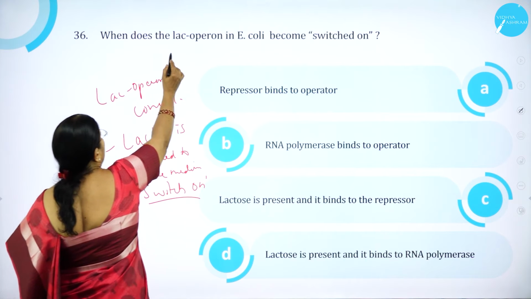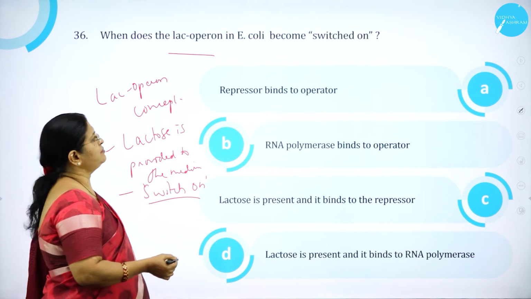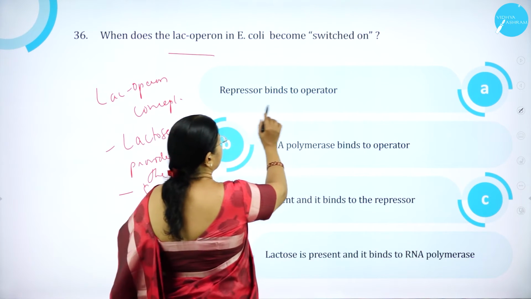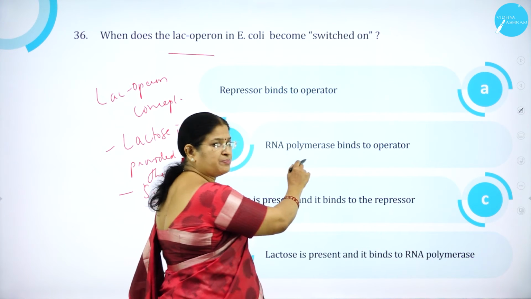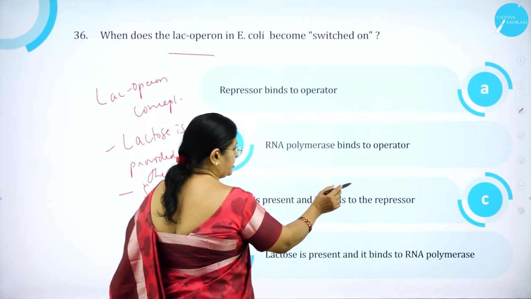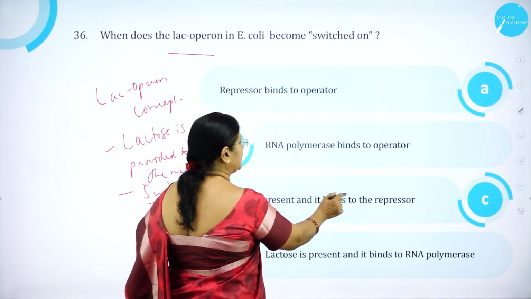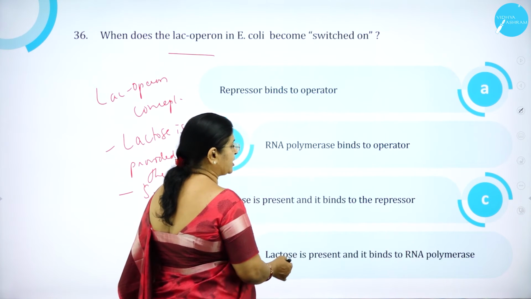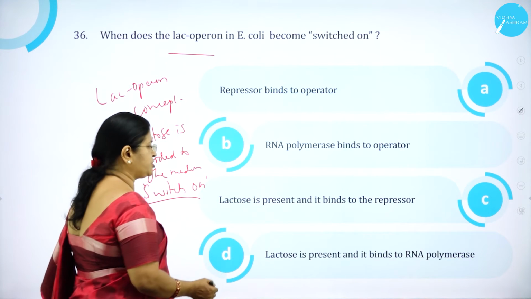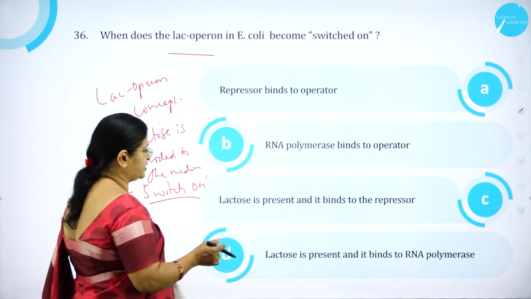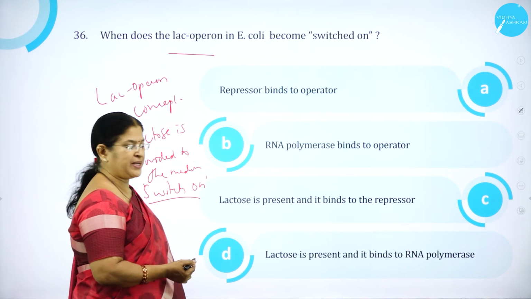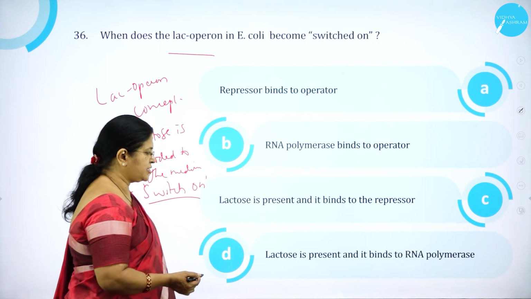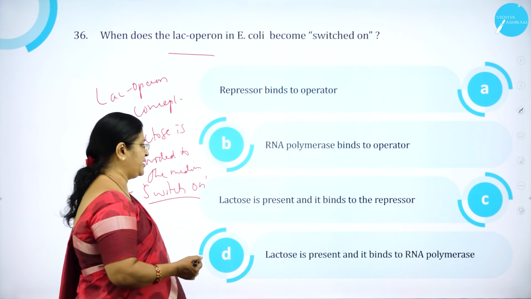So when does the lac operon in E. coli become switched on? Option A, repressor binds to operator. Option B, RNA polymerase binds to operator. Option C, lactose is present and it binds to the repressor. Option D, lactose is present and it binds to RNA polymerase.